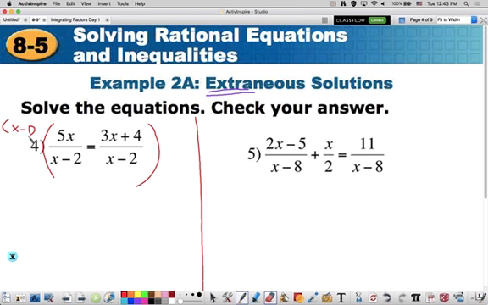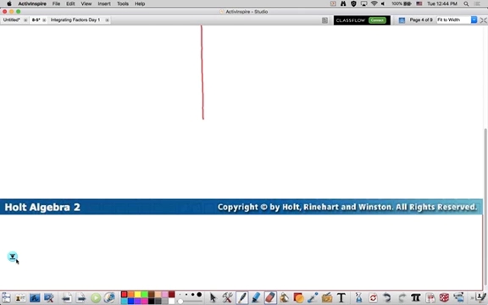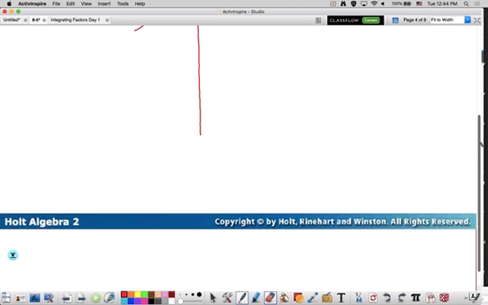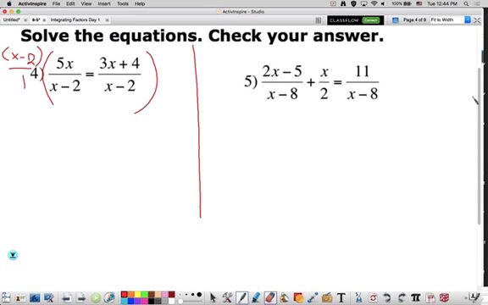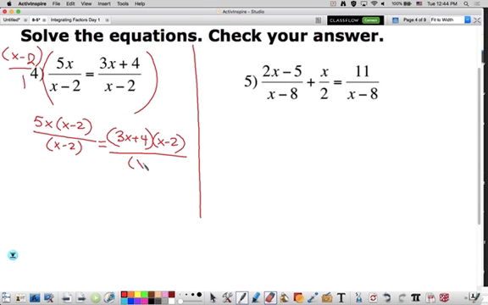And if you don't see that this is going to cancel things, look at it as x minus 2 over 1. That's going to cancel all the denominators. Multiply everything by x minus 2. So your goal in all these problems is cancel denominators. 5x times x minus 2 over x minus 2. 3x plus 4 times x minus 2 over x minus 2. So if you didn't see why it would cancel, now you do. They're multiplied, so I can cancel. And now this problem is easier.